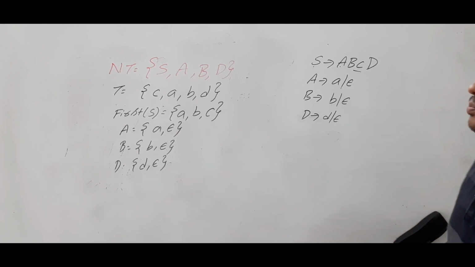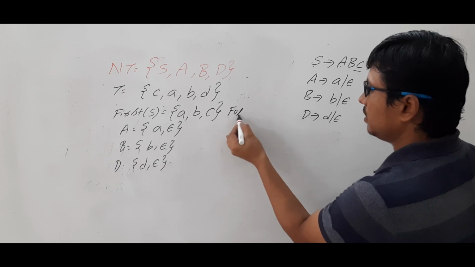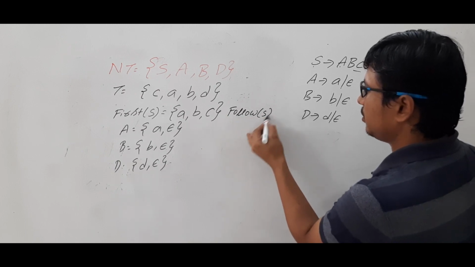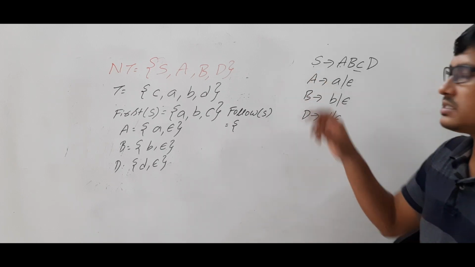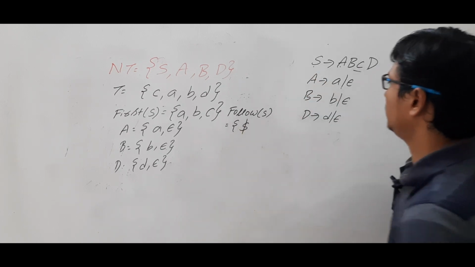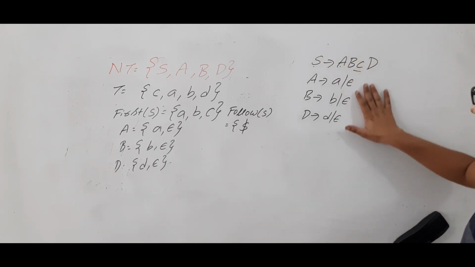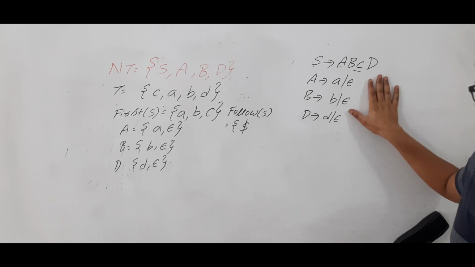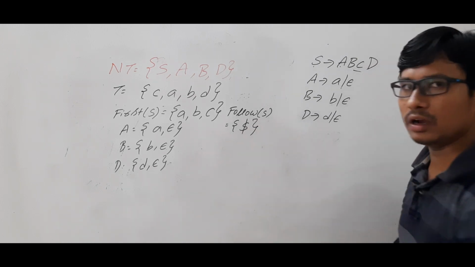Now I want to compute the follow of S. Let me compute the follow of S. Follow of S is equal to what? As S is a start symbol, follow of S will consist of dollar. Will you agree with me? Now look at it. Is S there in the right hand side anywhere? No, it is not there in the right hand side. So follow of S is only dollar.